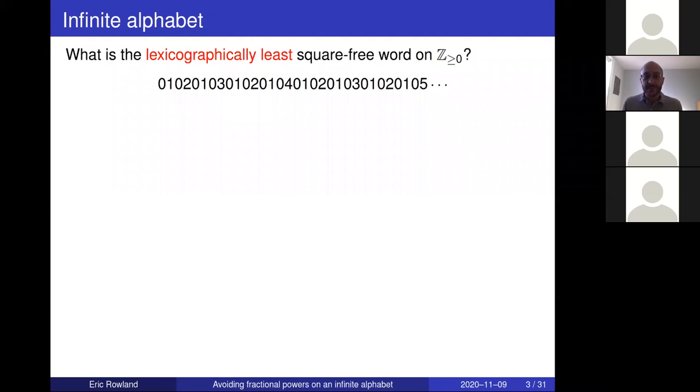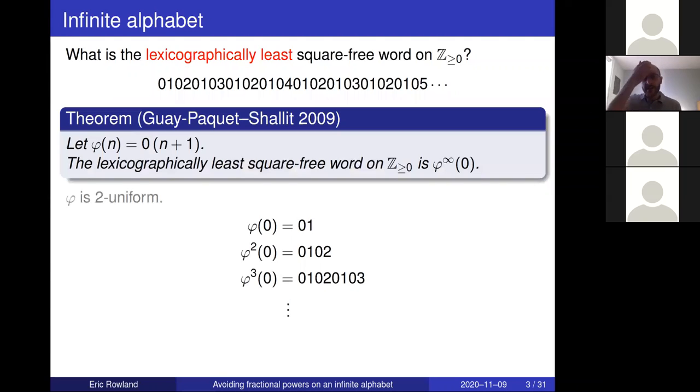So this is a sequence you may recognize. It's called the ruler sequence. And this characterization of the ruler sequence appeared in a paper by Mathieu Guay-Paquet and Jeffrey Shallit from about 10 years ago. And they proved this theorem that this word is generated by a morphism. So this is a morphism that takes each letter n, which is a non-negative integer, and replaces it with 0, n plus 1.